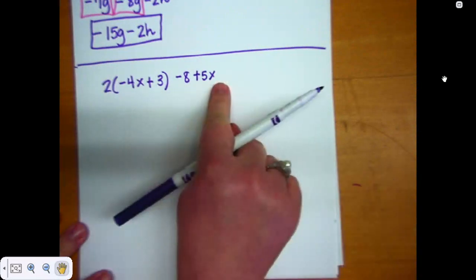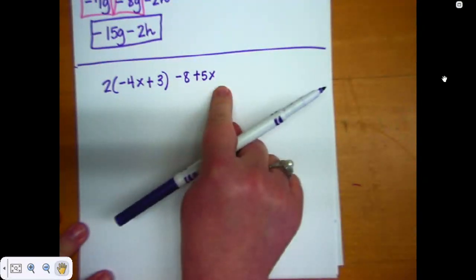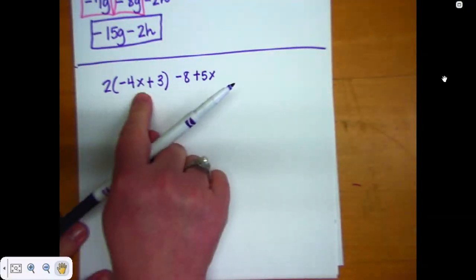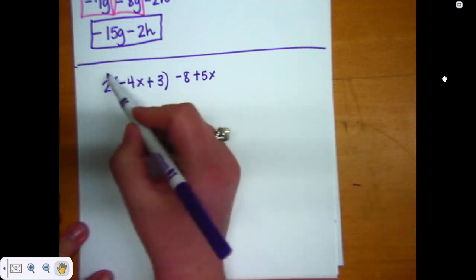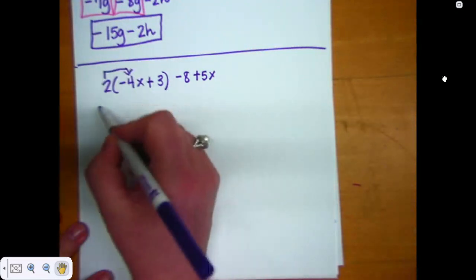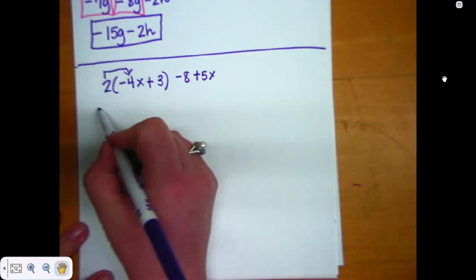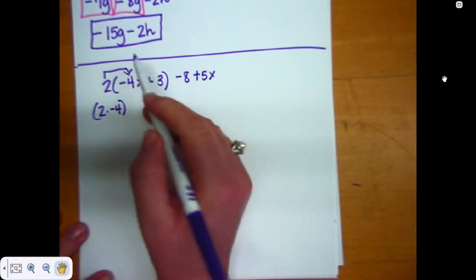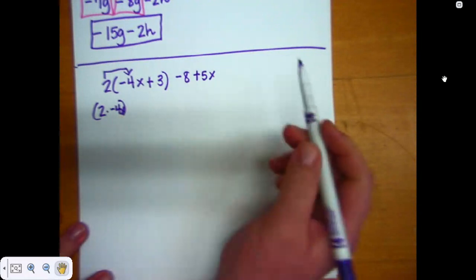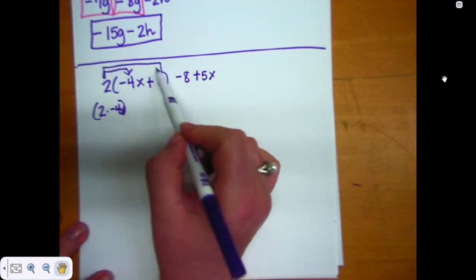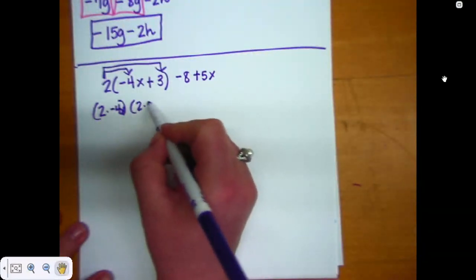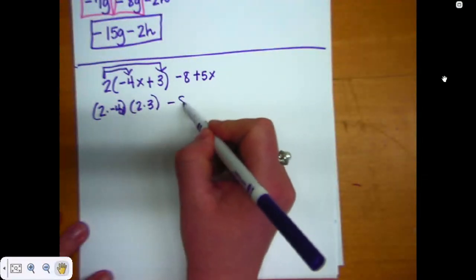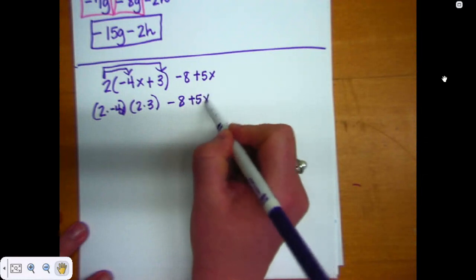Now, what am I going to do with these? I'm going to bring them straight down in just a minute, but I'm going to distribute this first because it's on the front of my expression. So I'm going to do 2 times negative 4x, negative 4x, and then 2 times 3. And then I'm going to bring down the rest. Negative 8 plus 5x. Okay?